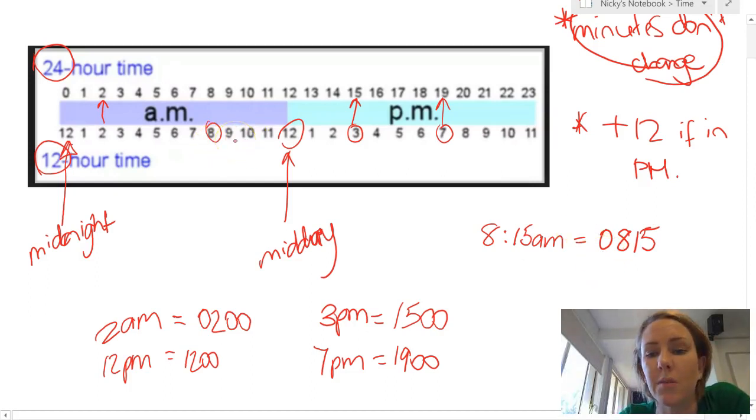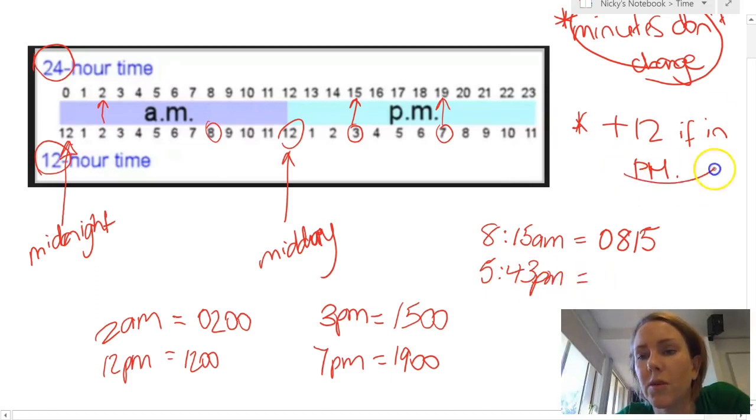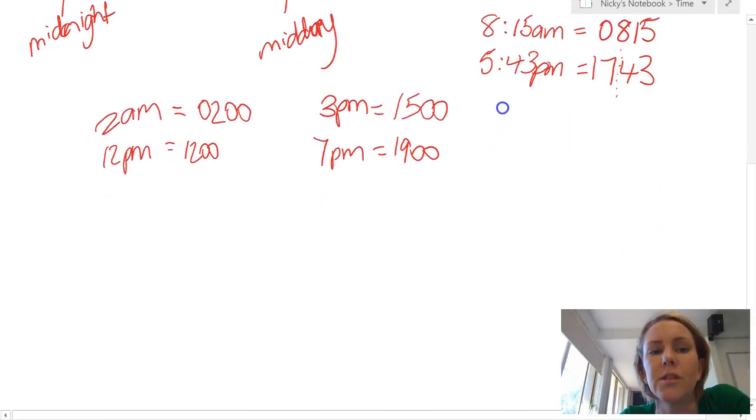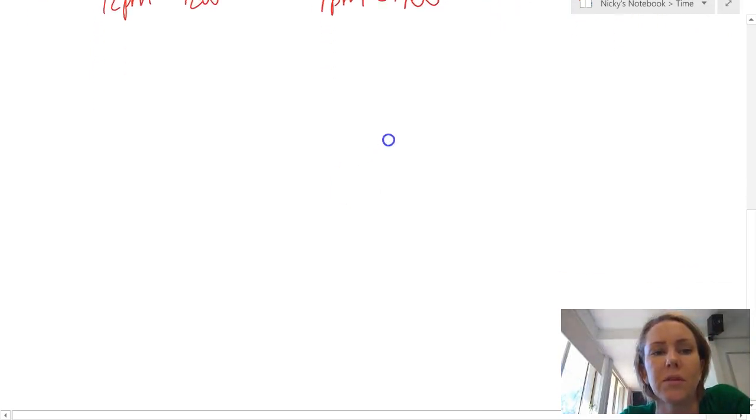Okay, let's do another example in the PM. Let's say it is 5:43 PM. So I'm plussing 12, but just onto the hour. So 5 plus 12 is 17. And then I just write the minutes the same, 17:43. And you can see how, when I say it, I break it into hours and minutes. Okay, so if I was to move this down the screen and you couldn't see the table, let's do a couple of examples like that.